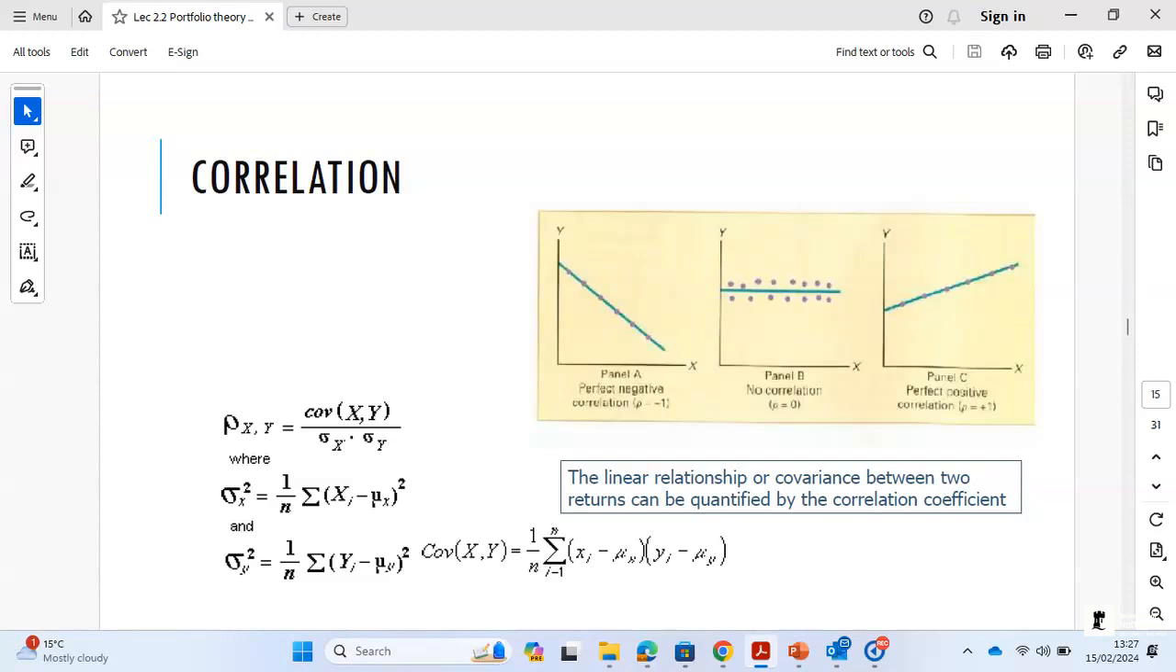So we have the variance of stock 1 and the variance of stock 2, which is the square of the deviations from the mean. So this is the return of stock I, stock Y, minus the mean of returns of that particular stock.